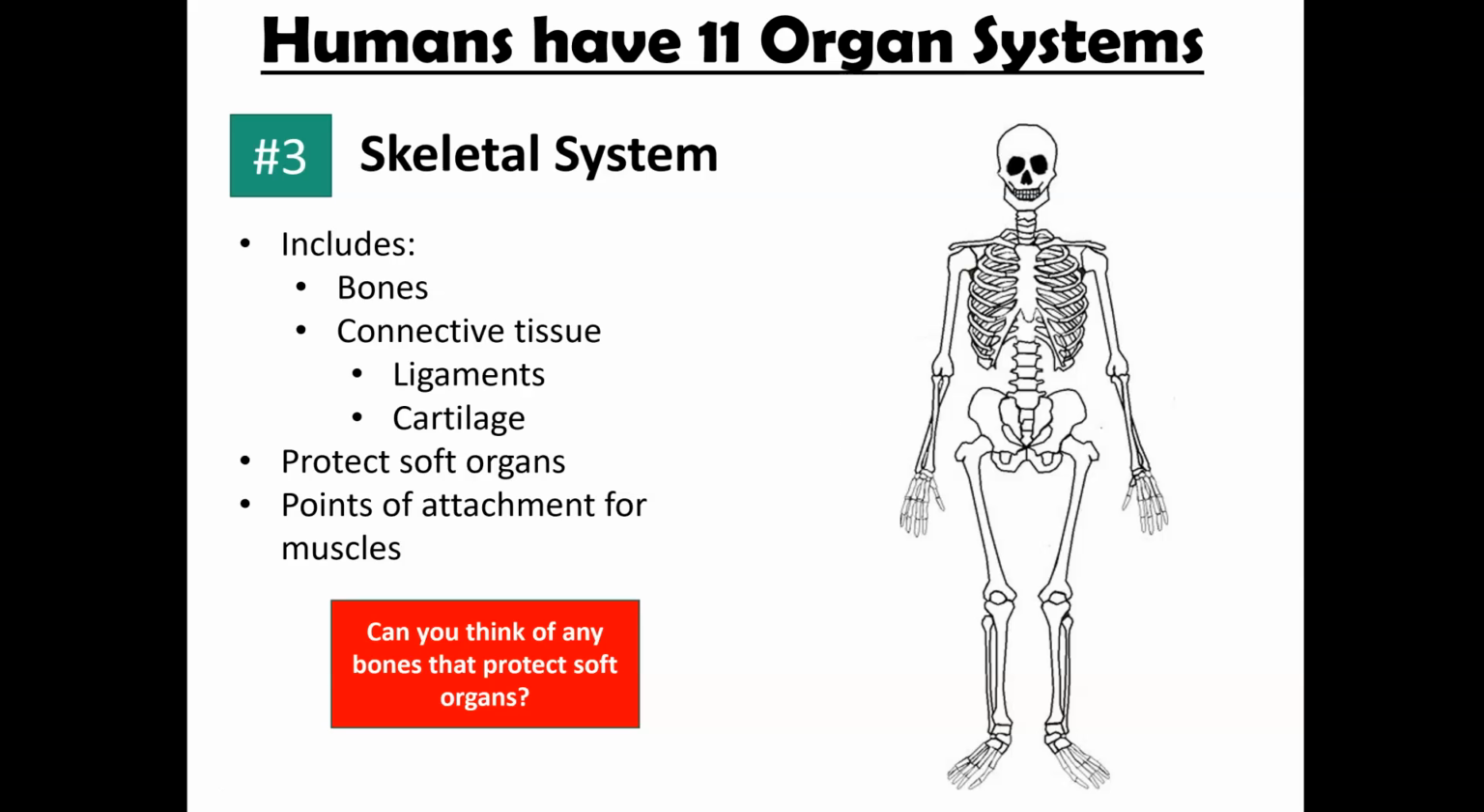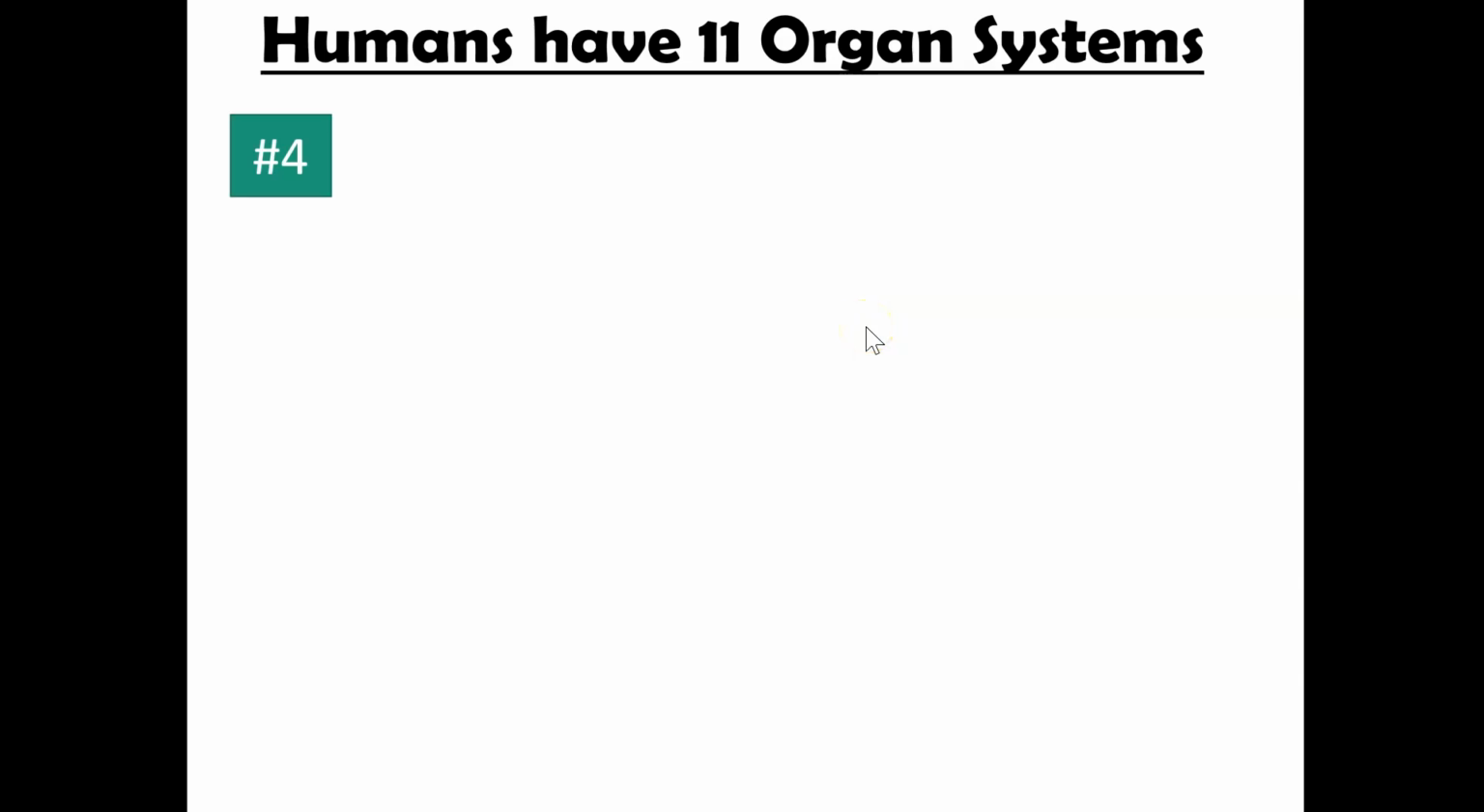Can you think of any bones that protect soft organs? So your rib cage is full of bones that can protect very important organs like, for example, the lungs, the heart, the liver, the gallbladder. Those are all protected by this rib cage.